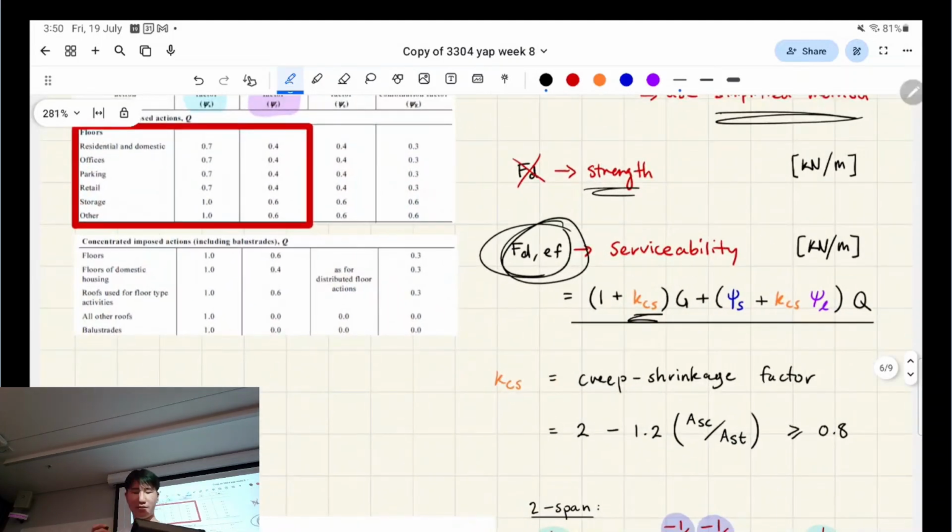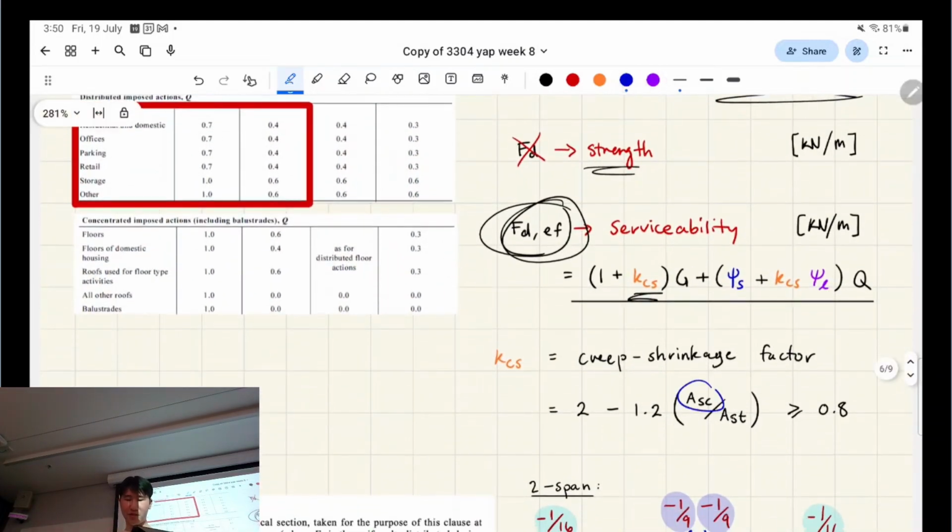And we have to calculate this creep shrinkage factor. It's based on how much compressive steel you have. So if you have 0 compressive steel, this number's 2, right? If you have the same amount of compressive steel as tensile steel, what happens to this number? Yeah, like this whole ratio is 1, right? Which means the overall number is 0.8. Very good. So it can't be less than 0.8.